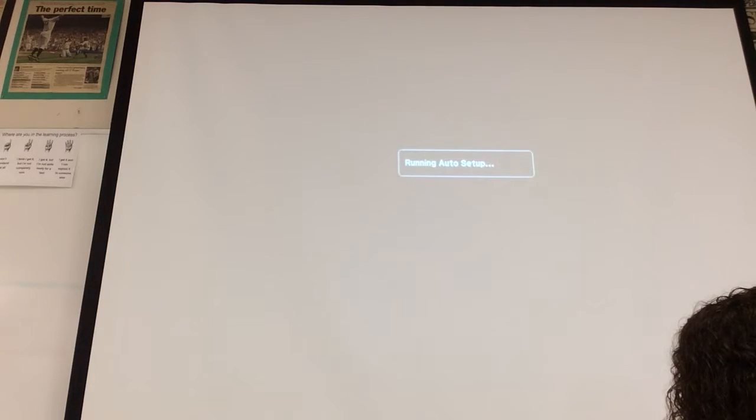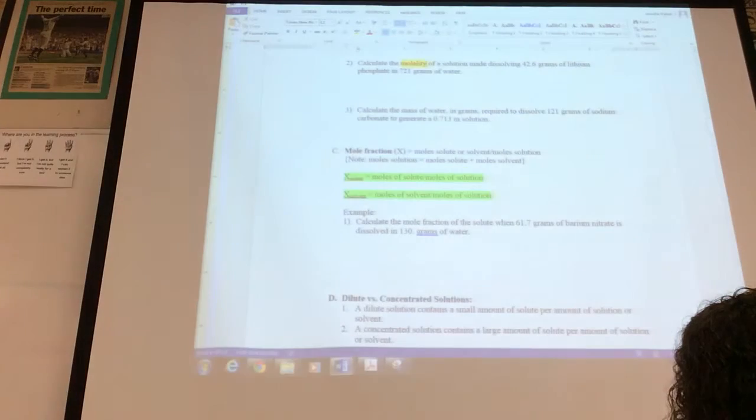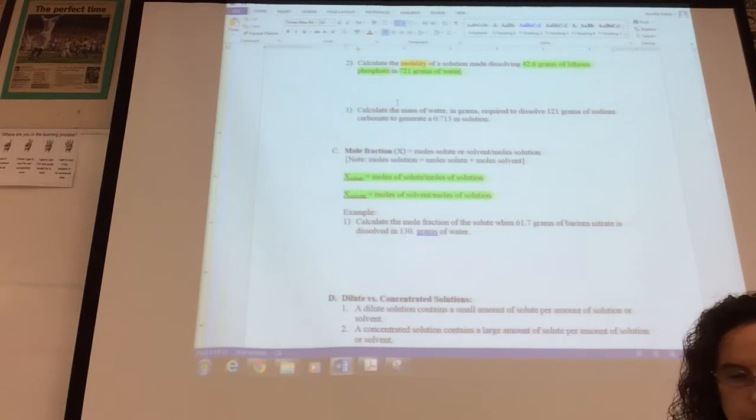All right, on number 2, you want to calculate the molality. You've got 42.6 grams of lithium phosphate. You have to be able to write the formula right. You're very strong with that. 720 grams of water. Give it a shot.